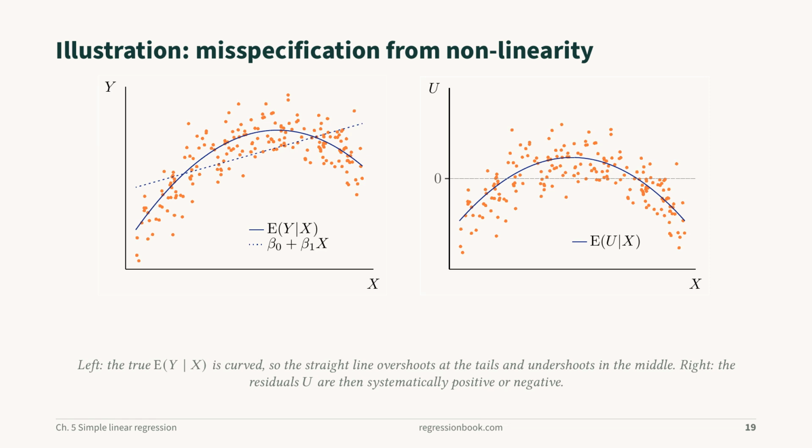The two panels show the failure. On the left, the true conditional mean bends while the fitted straight line cuts through it, overshooting in the tails and undershooting in the middle. On the right, the consequence for the error. Its conditional mean swings systematically positive and negative across x rather than sitting at 0. When you see that pattern in residuals, linearity is the suspect.